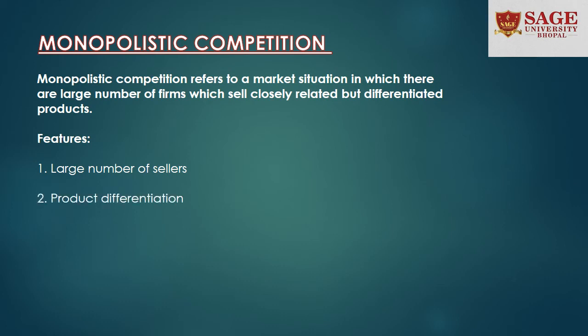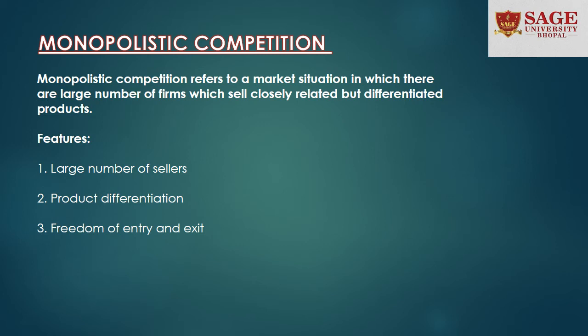Product differentiation. Each firm is in a position to exercise some degree of monopoly through product differentiation. Product differentiation refers to differentiating the products on the basis of brand, size, color, shape, etc. The firm produces products which are close but not perfect substitutes of one another.